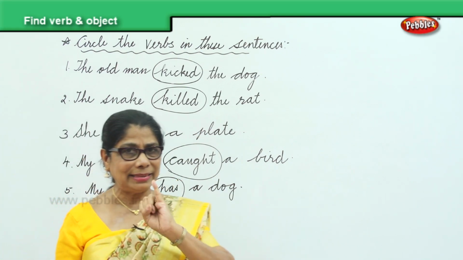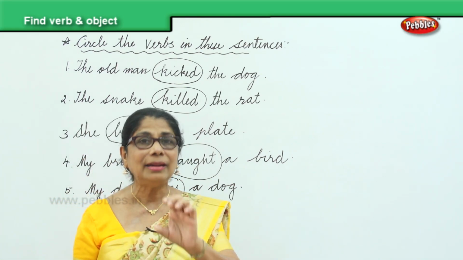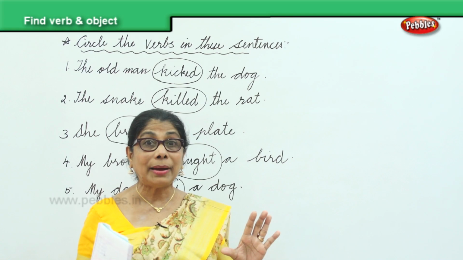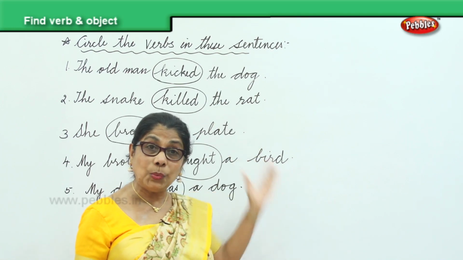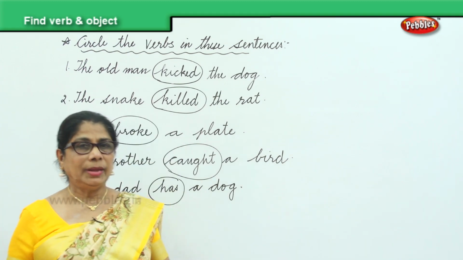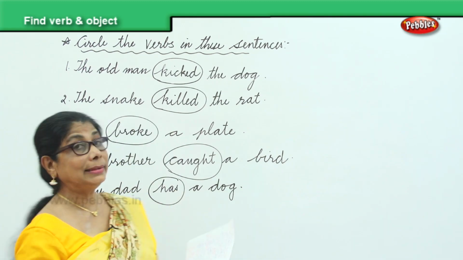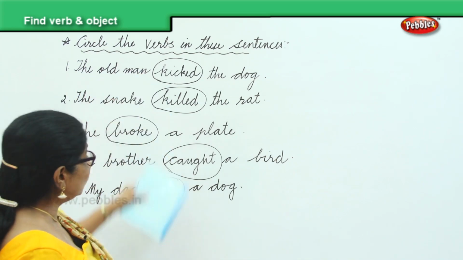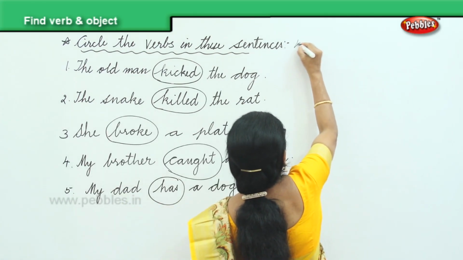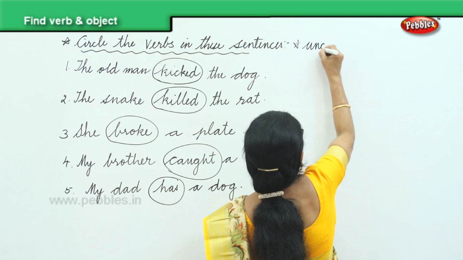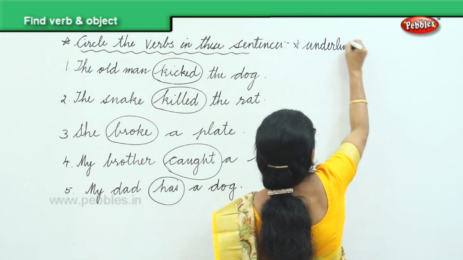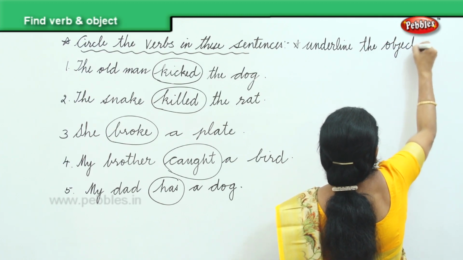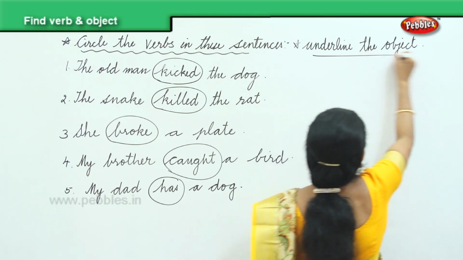In every sentence, there is a subject. There is an action done to the object. So you have an object, you have a verb, you have a subject. Three parts in a sentence. Learning to identify the verb is what we have done now. Next, what we are going to do is underline the objects. Now you circle the verbs. Next you can underline the object.